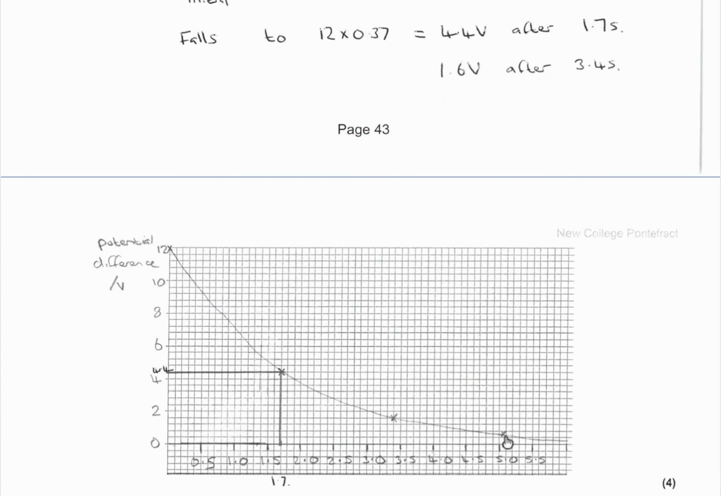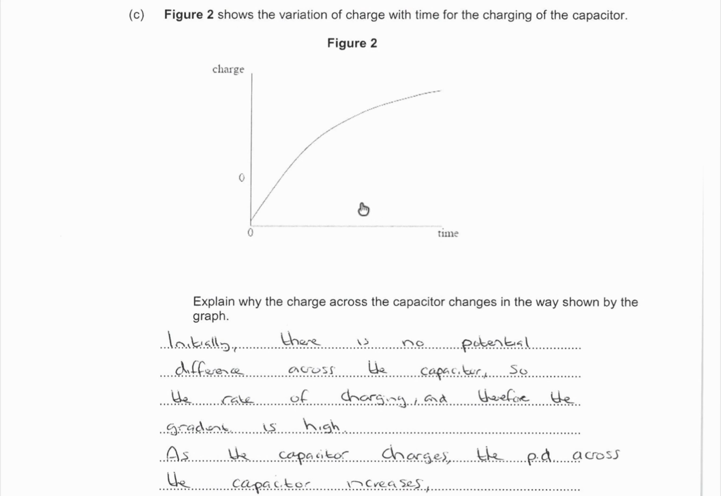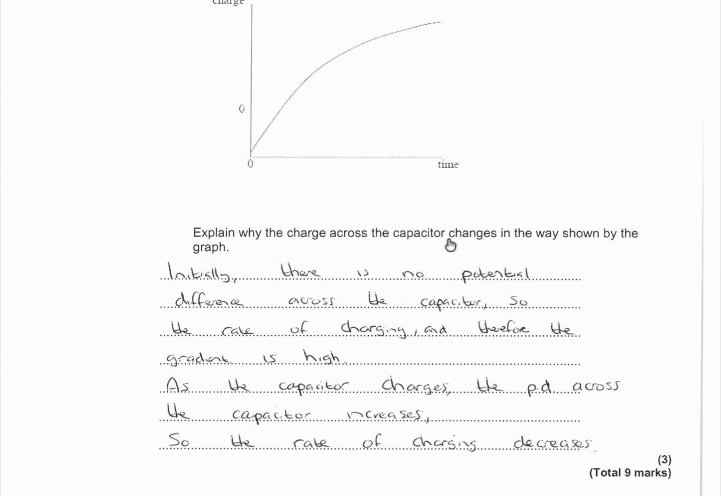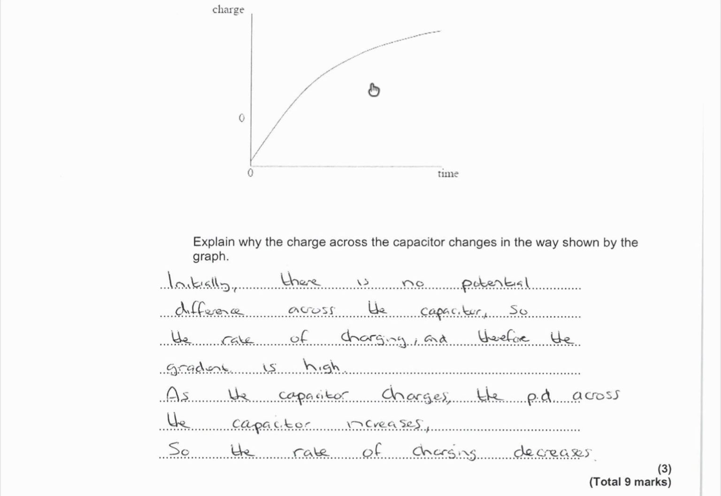So that's 4 marks altogether, 3 marks for the graph and then 1 mark for the calculation of the time constant earlier. So in part C, we would then start to look at what happens as we charge the capacitor up. We've got the charge against the time, and we're simply asked to explain why the charge across this capacitor changes as it does in this particular graph. So this is worth 3 marks.